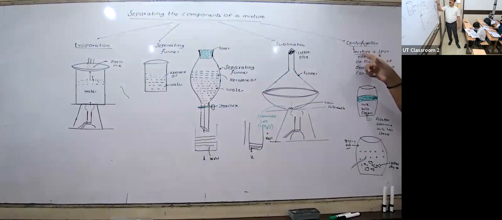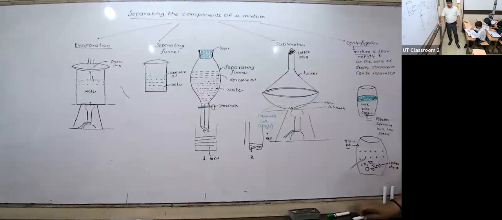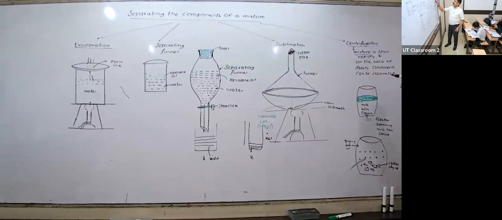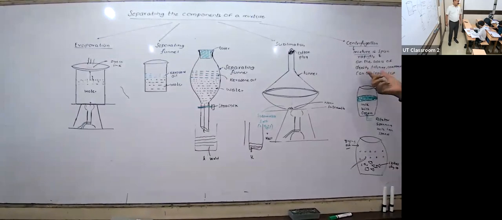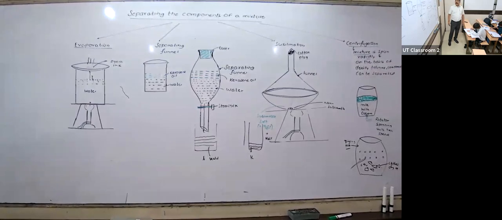Centrifugation, mixture is spun rapidly and on the basis of density difference, okay, on the basis of, you can say for example, density difference if you want. Components can be separated. ठीक है ना? तो ये एक word extra लिख दीजिए, density difference. Okay? Or due to the difference in the densities.